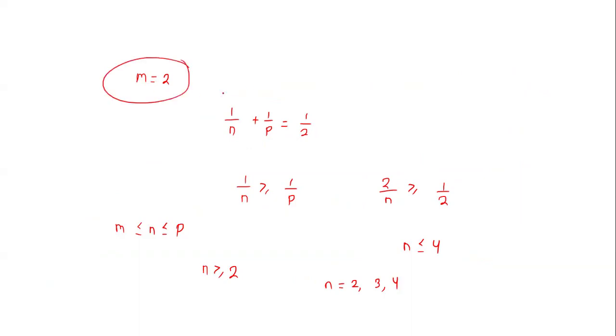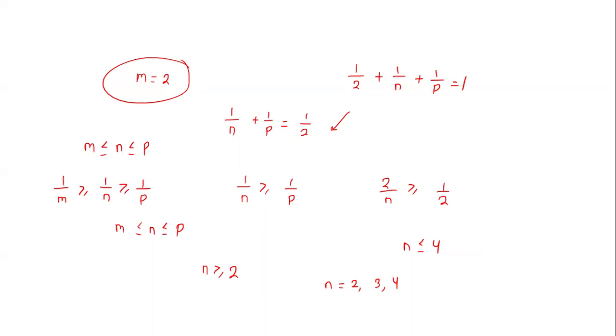So let's move to m = 2. If I replace m by 2, then I have this equation, which reduces to this. Now I have this order of m, n and p, and this order of 1/m, 1/n and 1/p.